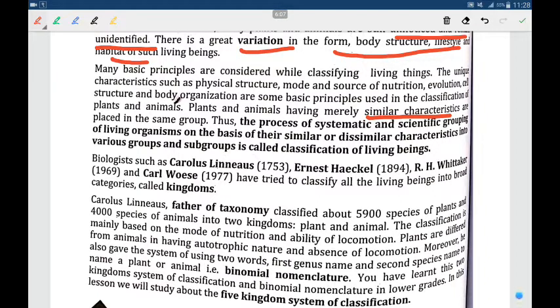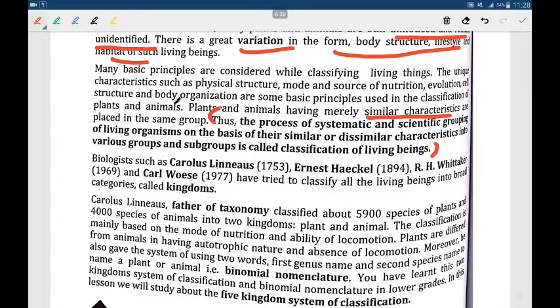Earlier we studied the classification of elements. There what did we learn? Elements having the same characteristics were kept in the same group. Different ones were kept in different groups. Here also the same thing. Plants and animals having similar characteristics are kept in the same group, and others in a different group.